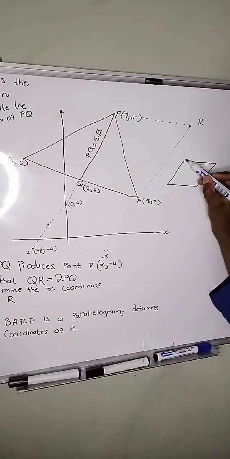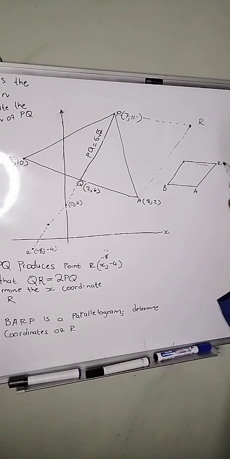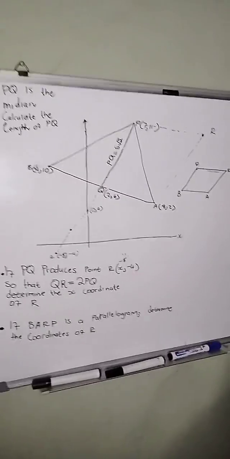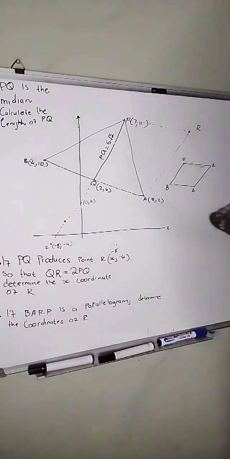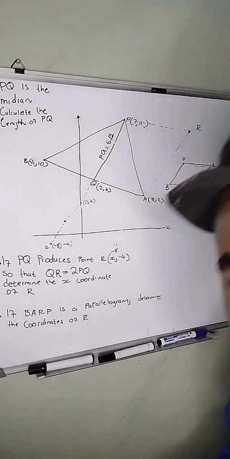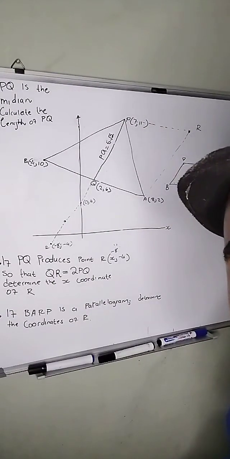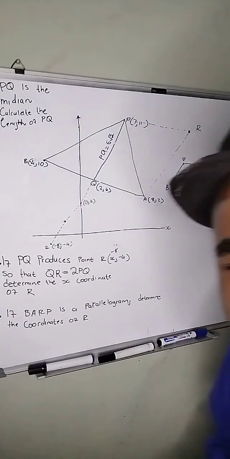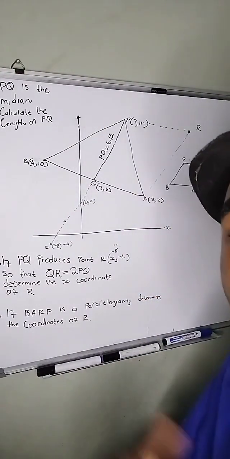This is B, this is A, this is R, this is P. So what are my diagonals? Can you please state my diagonals? Since the opposite sides of a parallelogram are equal, we can calculate the gradient. Yes, you can calculate, but how? You should ask yourself how they are going to help you.